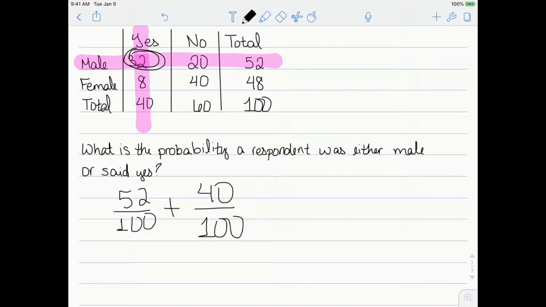But if we look at this 32 right here, we've actually counted those twice. Once as yes and once as no. So we're going to subtract out that 32 that we counted twice, which gives us a total of 60 out of 100.